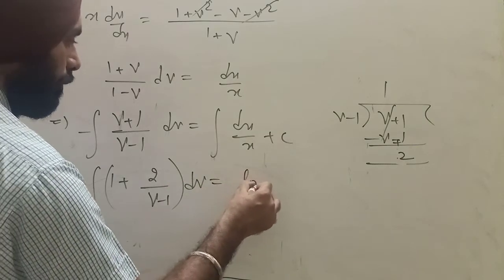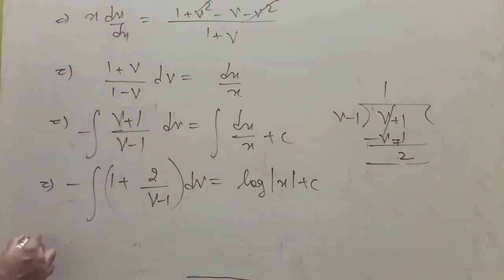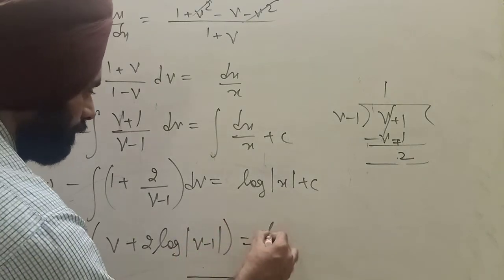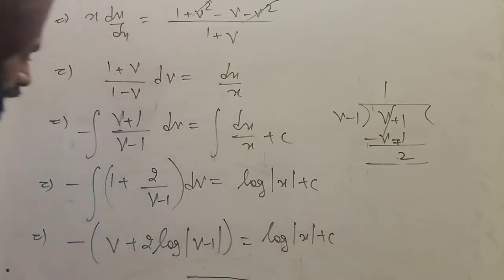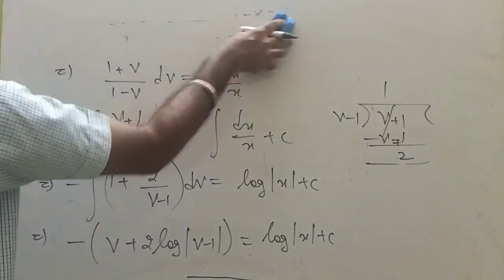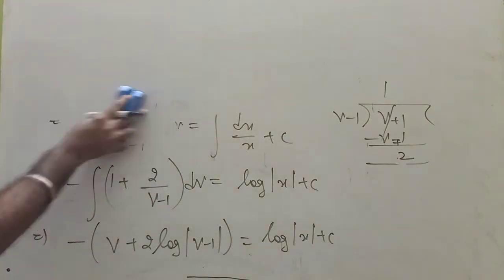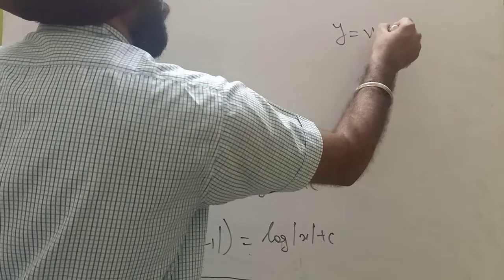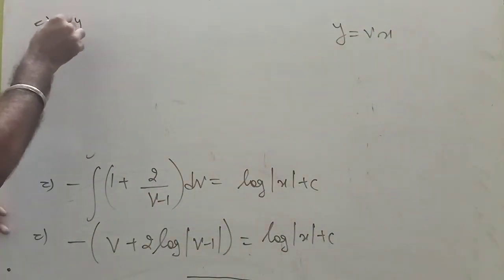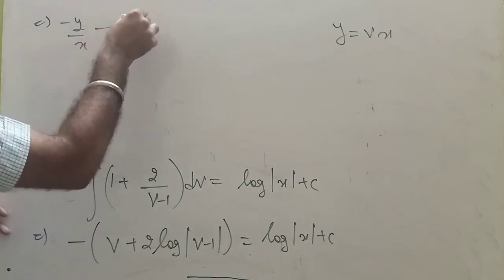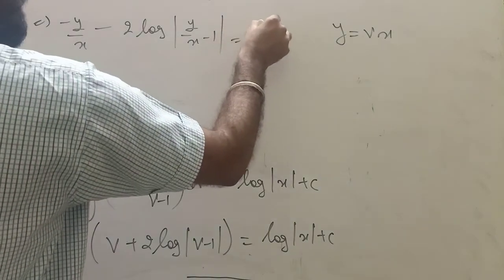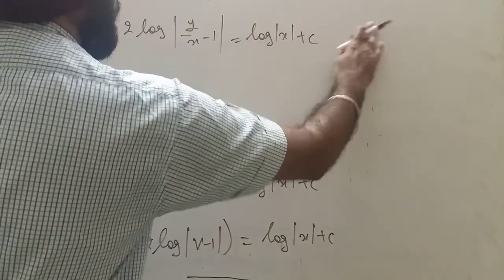dv is equal to log mod x plus c, minus of. So this integral is v plus 2 times log mod v minus 1 is equal to log mod x plus c. And now replace the value of v. We have put that y is equal to vx. So the value of v is y over x minus 2 times log mod y over x minus 1 is equal to log mod x plus c. So this is the final answer.